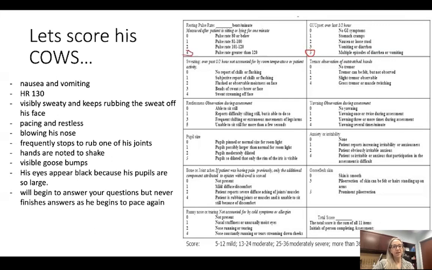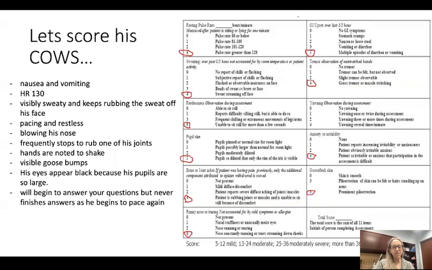He's pretty tachycardic, so he's definitely a 4. He's visibly sweaty, like he's rubbing this off his face. He's pacing and restless. I would call that pretty restless, right? He's blowing his nose, frequently stops to rub one of his joints. His hands are noted to shake. He's got visible piloerection or goosebumps. His pupils are huge. His eyes are so big, you can't even tell what color his irises are.